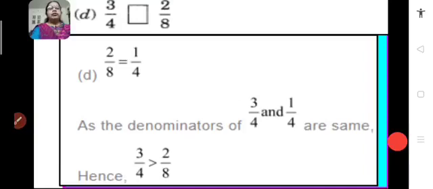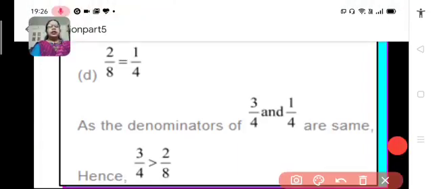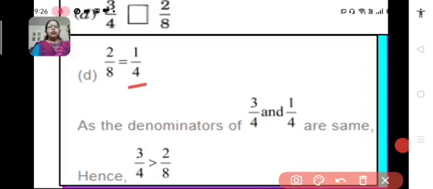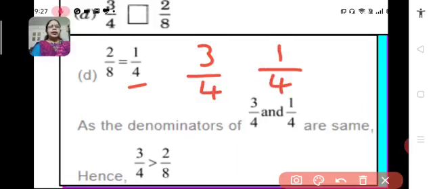Next, 3 upon 4 and 2 upon 8. By looking at 2 upon 8, we can see that it can be converted into simplest form, which is 1 upon 4. Now, we have 3 upon 4 and 1 upon 4, both are like fractions, easy to compare. Okay, so which one will be the bigger one? 3 upon 4 will be the greater one. So, 3 upon 4 is greater than 2 upon 8.